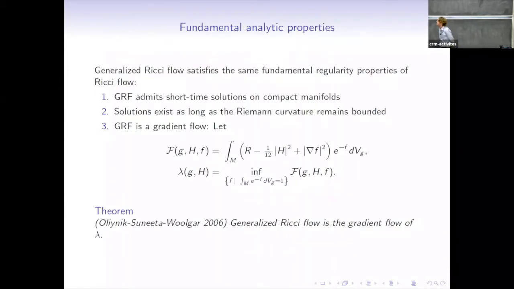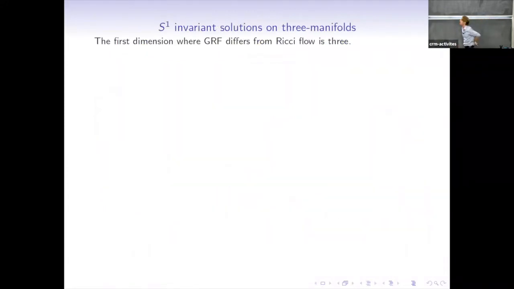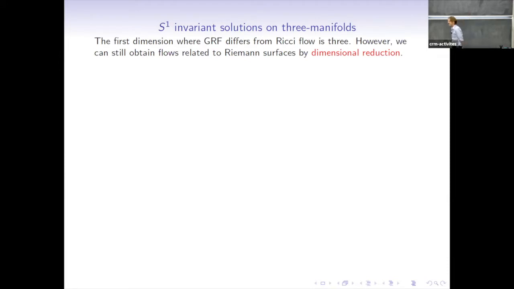So okay, here's some basic regularity, but then maybe what can we say globally? Okay, so the first dimension where we can expect this flow to differ from Ricci flow is 3, right? Since I have a 3-form, the first place that I have 3-forms is dimension 3. Well, we can still get a flow which is relevant to Riemann surfaces by dimension reduction. Okay. So let me describe this ansatz.